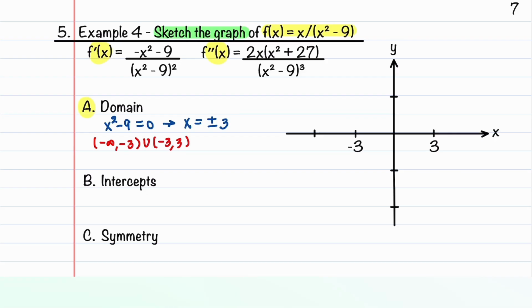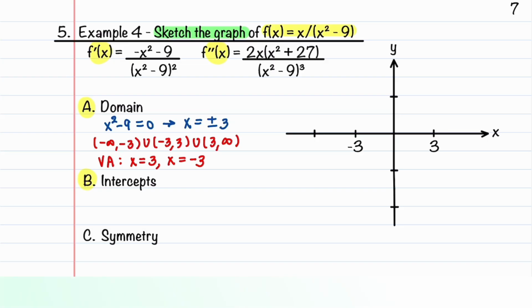We're just bypassing minus 3 and 3, union 3 to infinity. And then let's also go ahead and write down that we are going to have a vertical asymptote at the points that are not in our domain. And that is where x is equal to 3 and x is equal to minus 3.